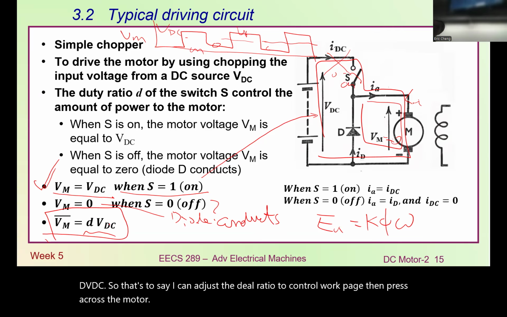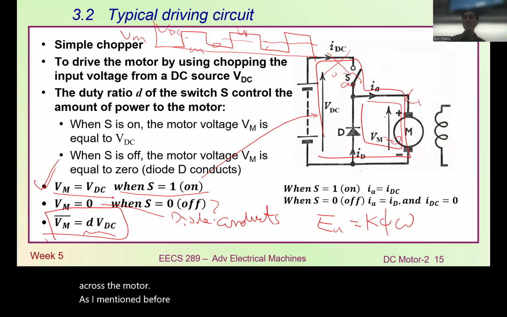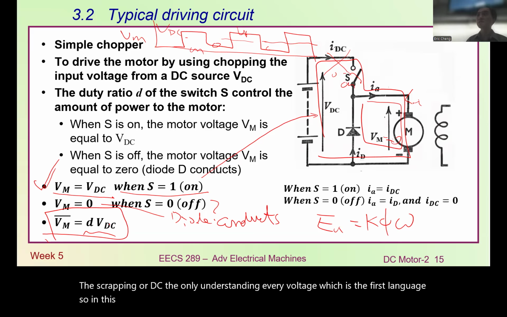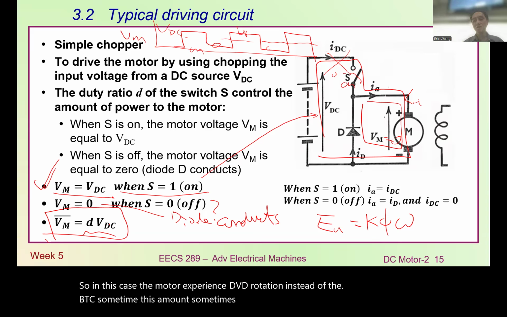As I mentioned before, the motor doesn't understand anything about the square wave or DC. It only understands the average voltage, which is the flux linkage. So in this case, the motor will experience D VDC voltage instead of VDC, sometimes this amount, sometimes 0. It doesn't matter. The motor doesn't care. So that's the basic principle.